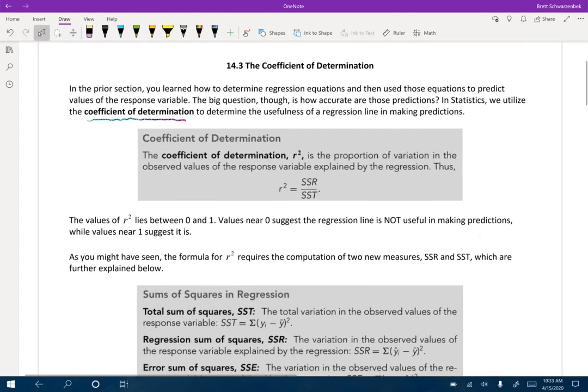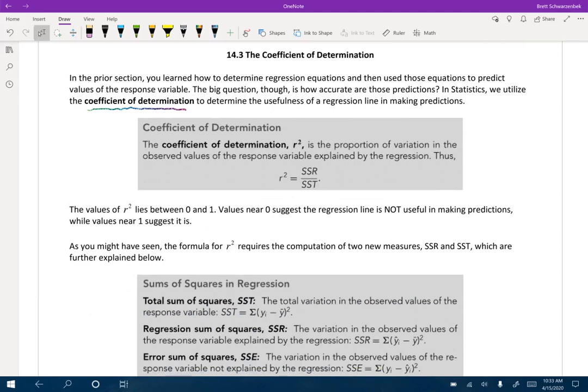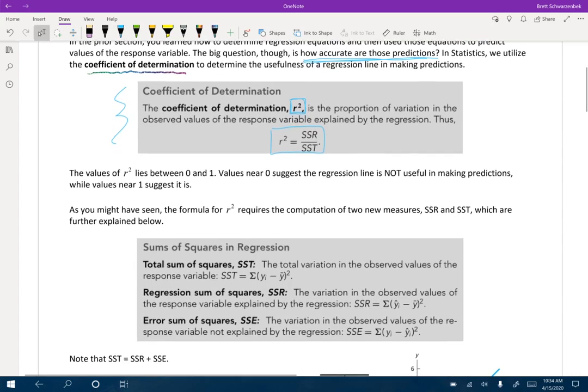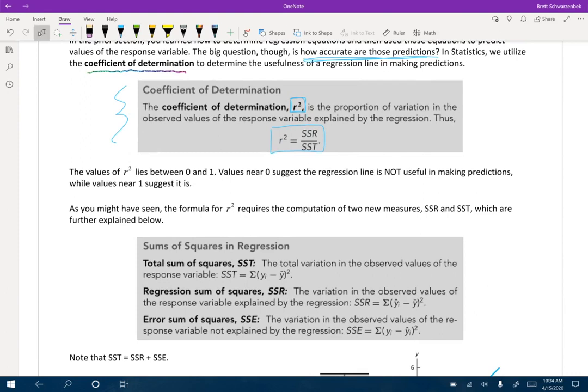Okay, so the first value, the coefficient of determination, is represented by the variable r squared. It's defined as the proportion of variation in the observed values of the response variable explained by the regression. Well, it sounds very complicated, right? But in a general sense, you're just looking for how accurate the predictions are. That's what r squared shows. Now, the formula for r squared is equal to SSR over SST. These are values that we compute from our data set, similar to what we did in ANOVA, and we're going to do that in a second when we go through some examples.